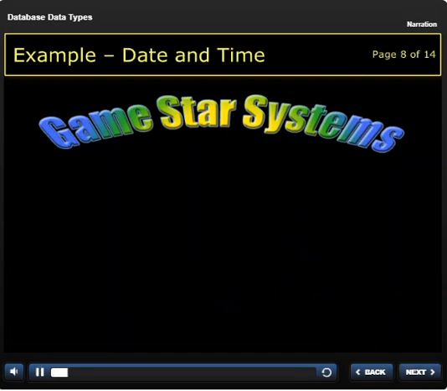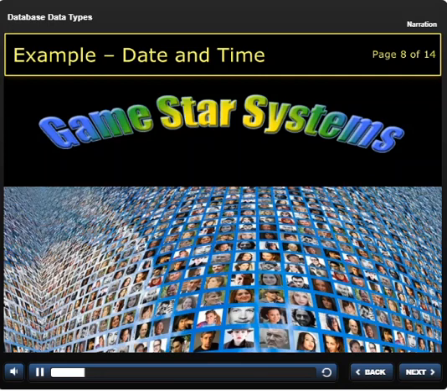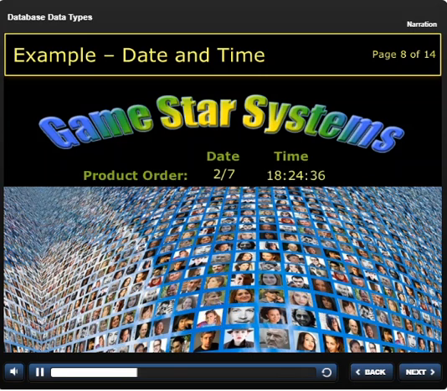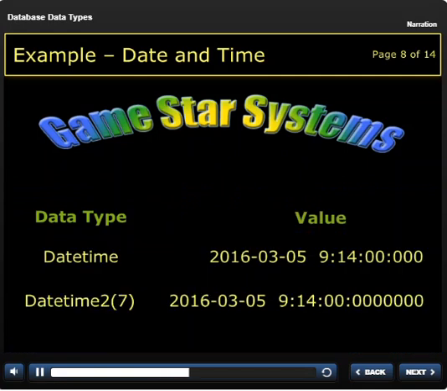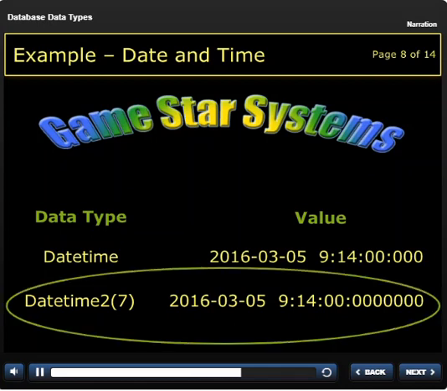For our online store, we receive hundreds of orders per minute, and we need to ensure customers receive their packages in the order they were placed. To do this, we need to keep track of the date and time each product is ordered. First, we choose the date and time data type, and then we determine which one is right for this scenario. The best choice for our orders is datetime 2 with a precision of 7, because it provides the most granular detail of time precision. It allows us to capture product order times to the nanosecond.